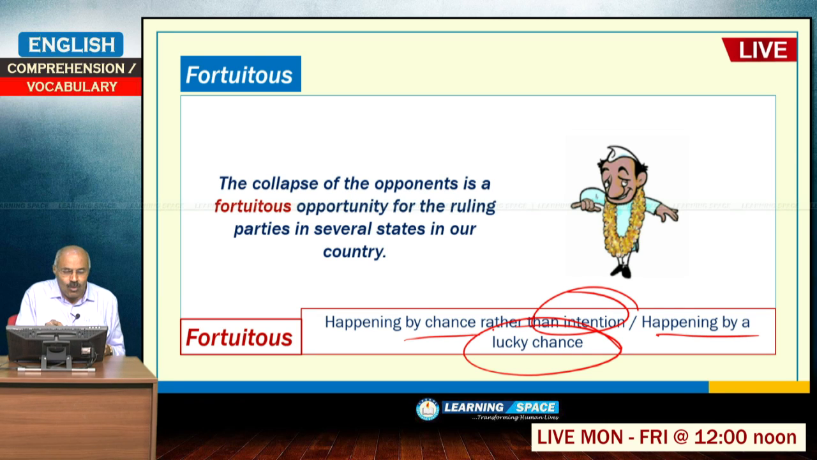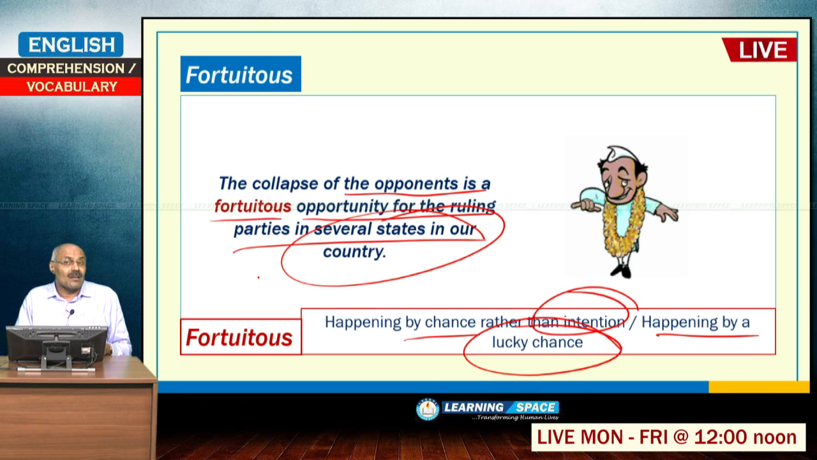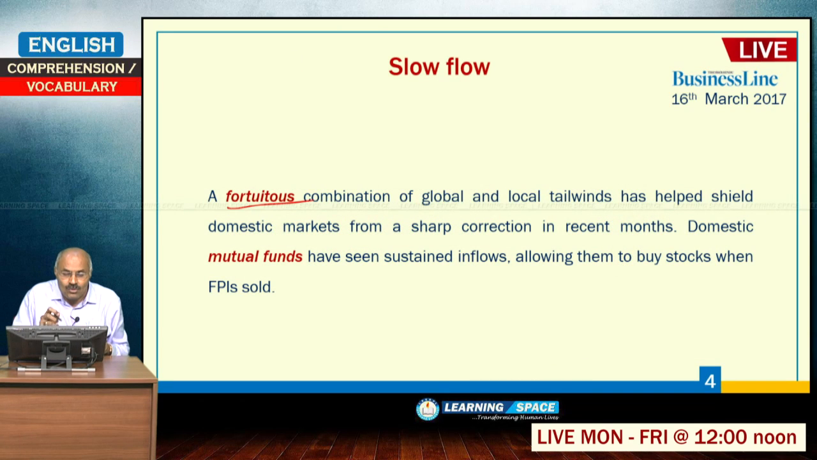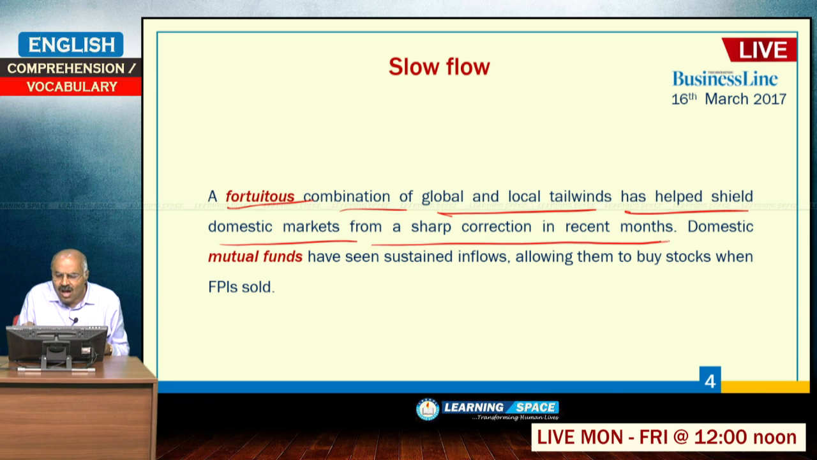Here you see, the collapse of the opponents is a fortuitous opportunity for the ruling parties in several states in our country. Fortuitous means more than hard work, it is by luck. Under those circumstances, you have to use fortuitous. A fortuitous combination of global and local tailwinds has helped shield domestic markets from a sharp correction in recent months. So, a lucky combination of global and local tailwinds.